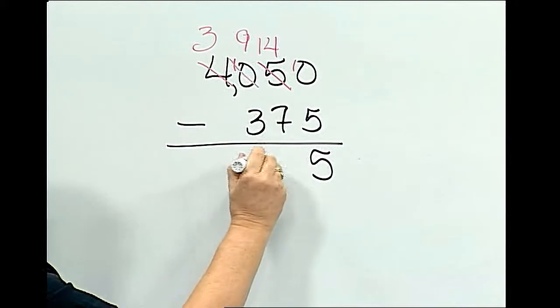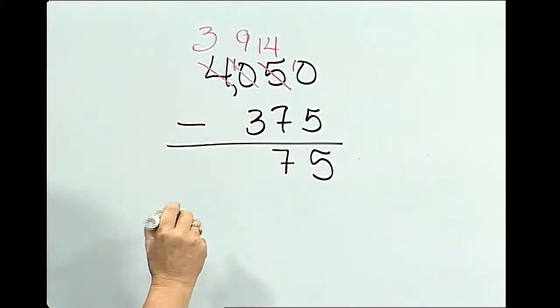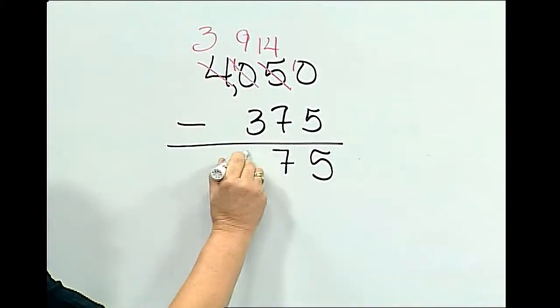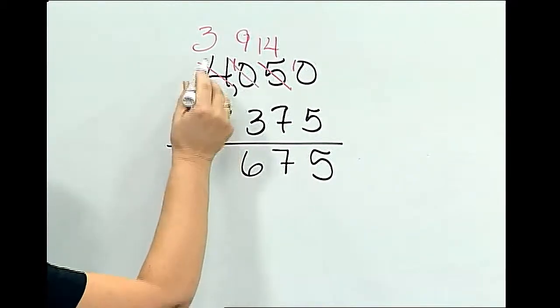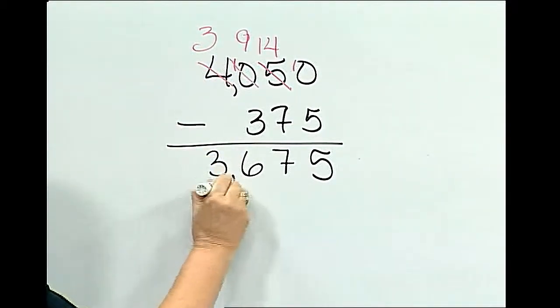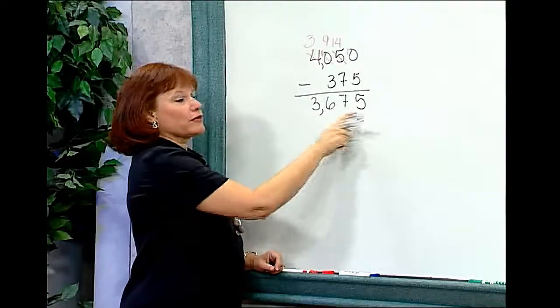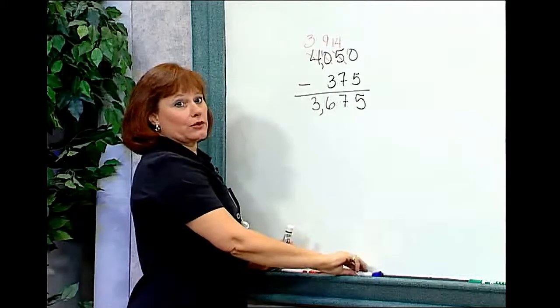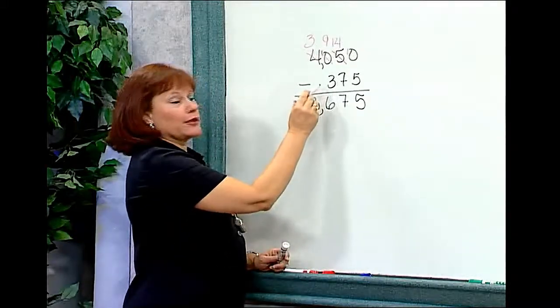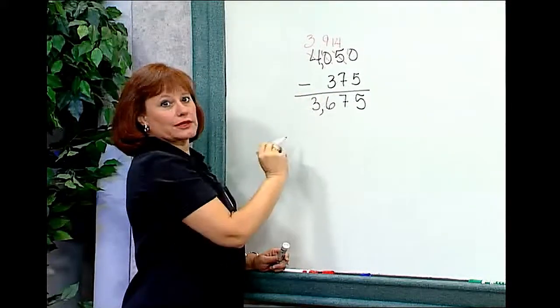14 minus 7 is 7. 9 minus 3 is 6. Remember, there's a placeholder of 0 here, and 3 minus 0 is 3. We must have 3,675 trees still alive. In order to check our work, we'll add the number of trees that died to the number of trees that are still living.